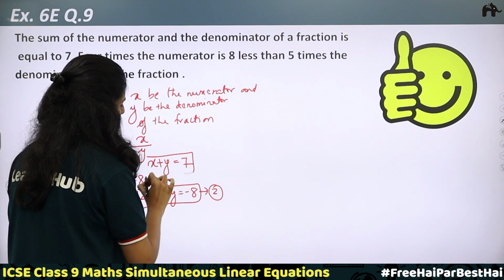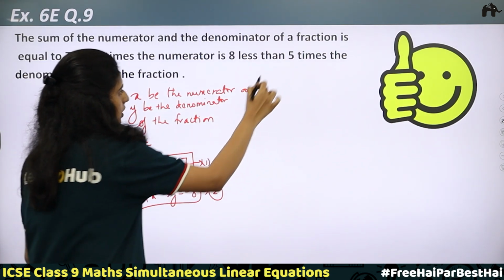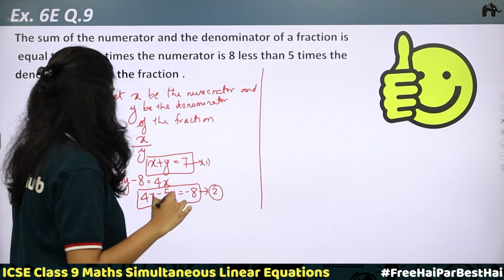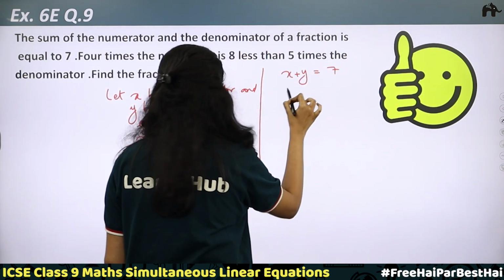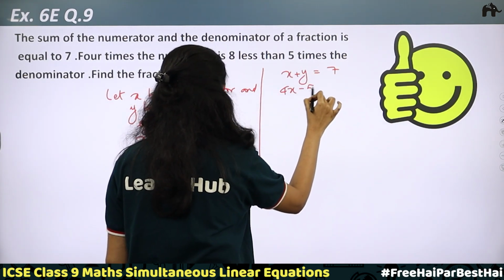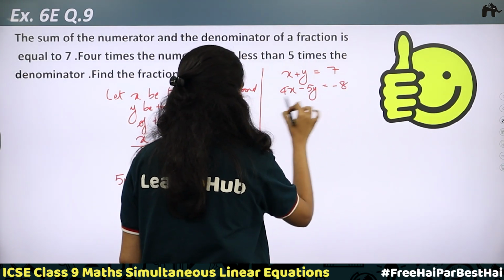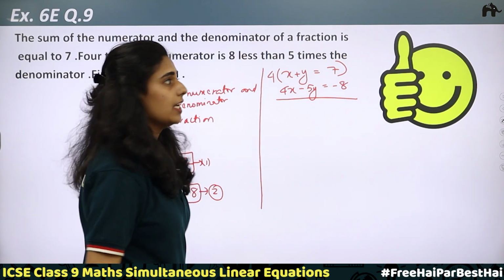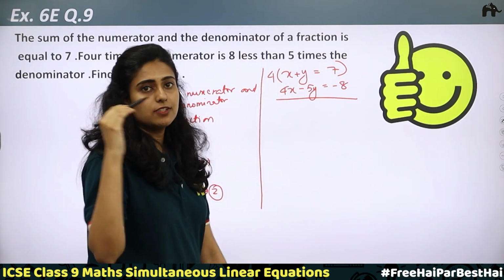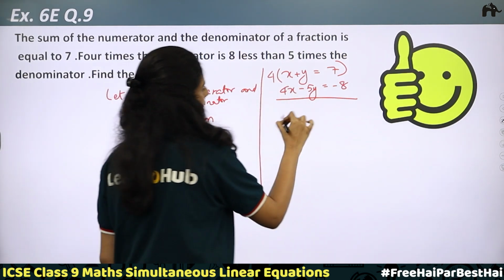Okay, and this is your first equation. So equating, we can find the values of x and y. x plus y is equal to 7. 4x minus 5y is equal to minus 8. So I am multiplying throughout the first equation with 4 so that I can make the x containing terms of the first equation and second equation the same.